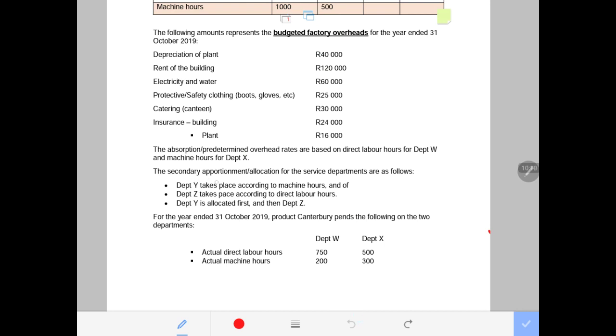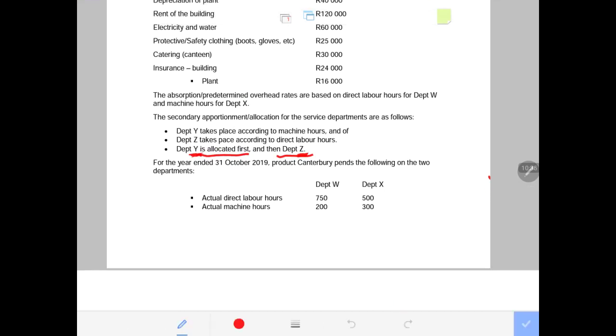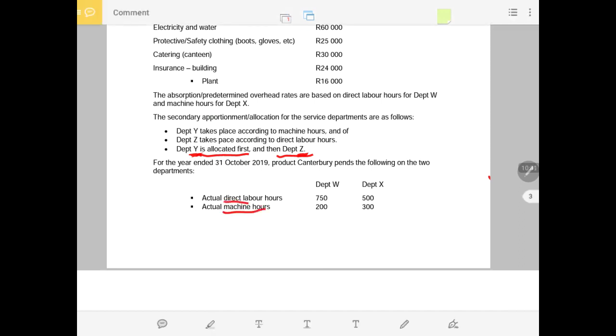The secondary apportionment or allocation for the service departments are as follows. Y takes place according to machine hours and Z takes place according to the direct labor hours, and department Y is allocated first and then department Z. So that means when we do secondary allocation, we must start with department Y, then after we go to department Z. Then we are given actual information in terms of machine hours and labor hours for both of the departments W and X.